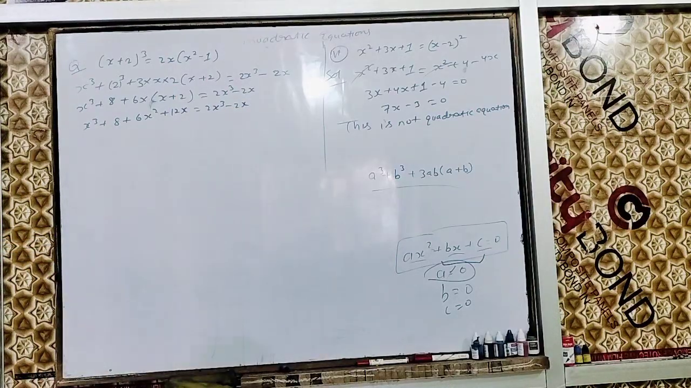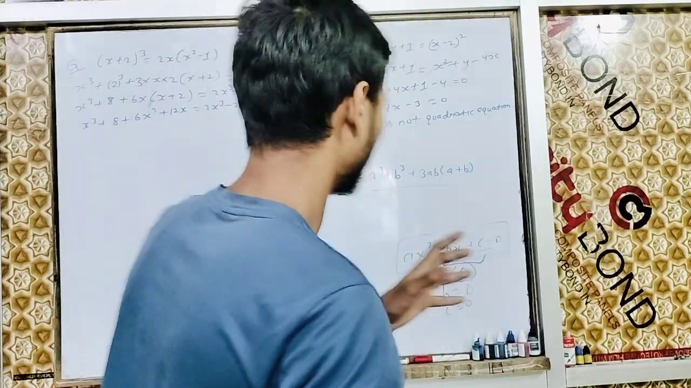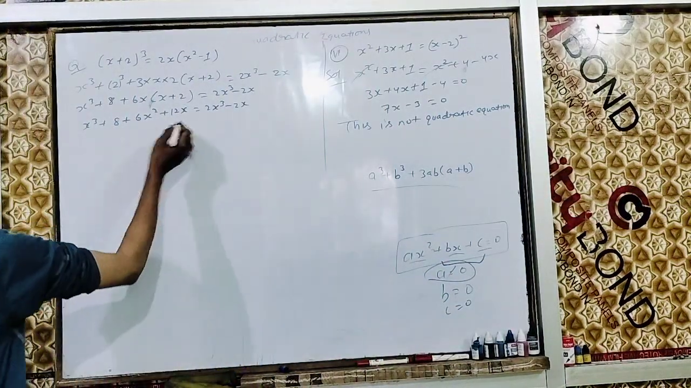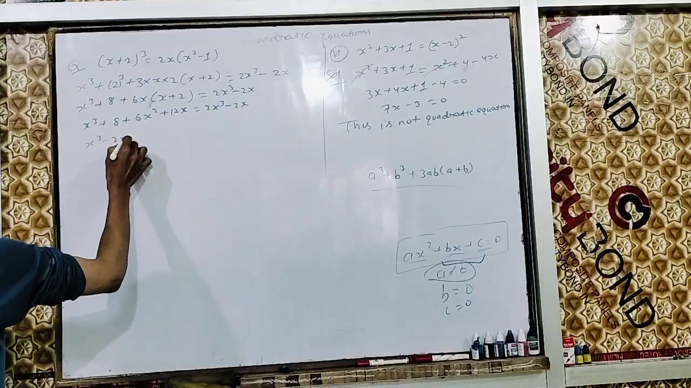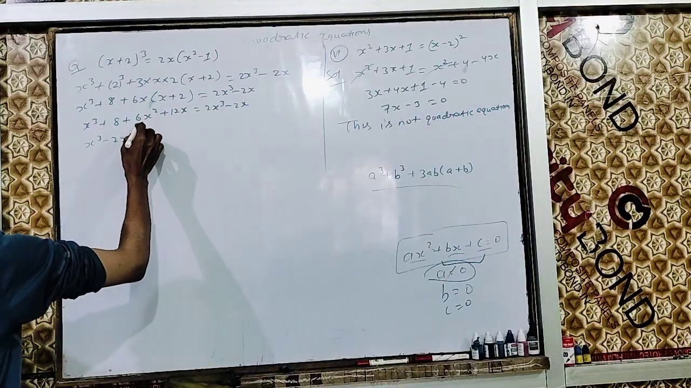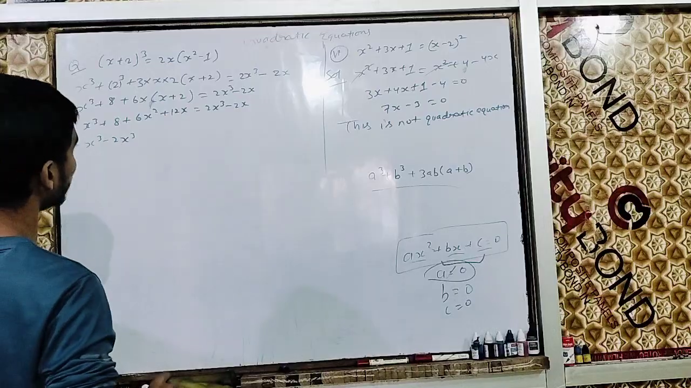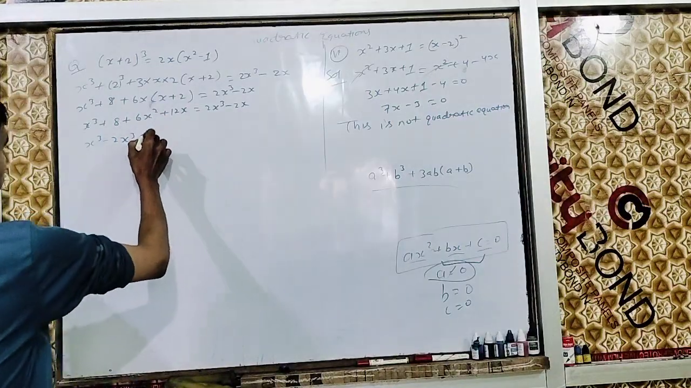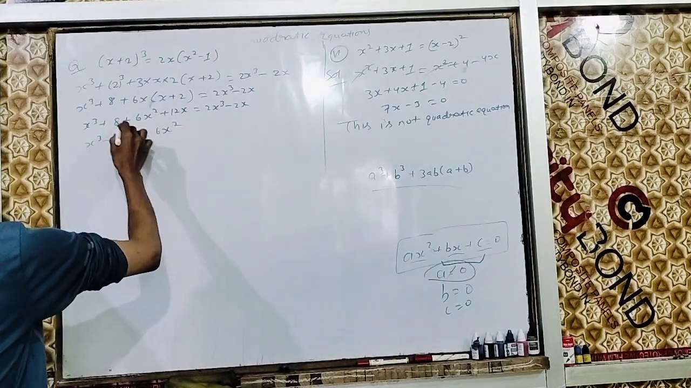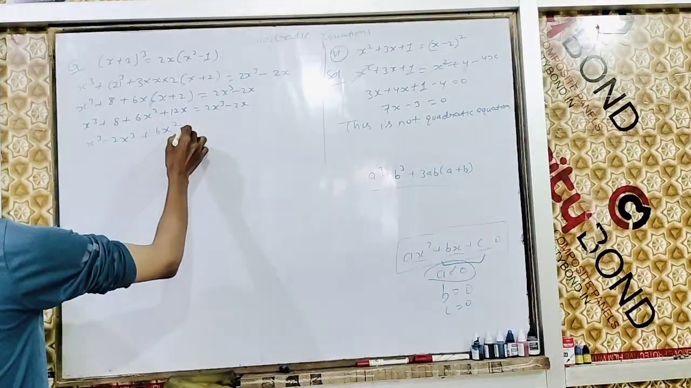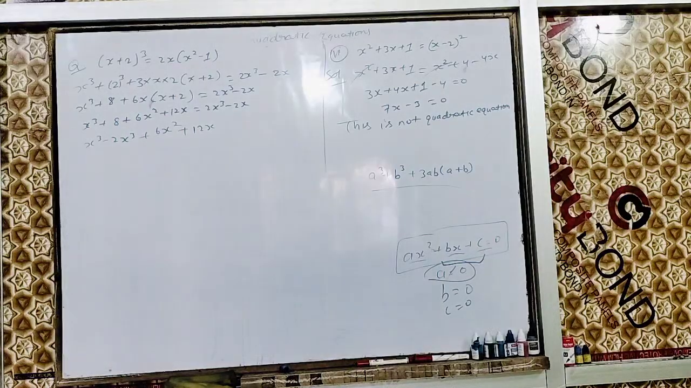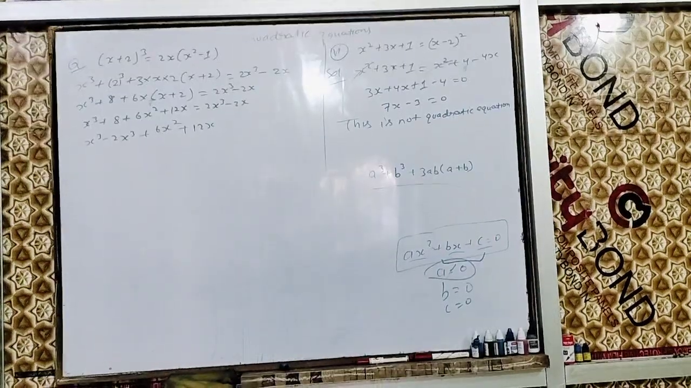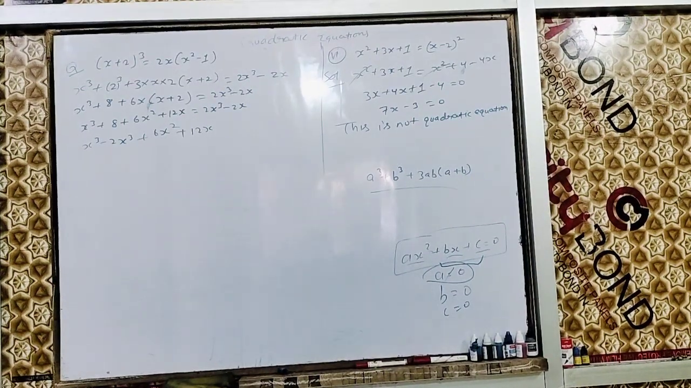Now look at here, just put all like terms on one side. For example, x cube, and this is minus 2x cube. Okay, here plus 6x square, then we are getting how much? Plus 12x. We continue with this.